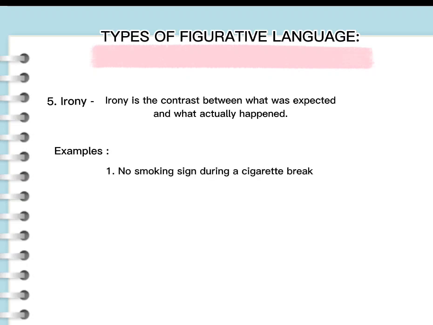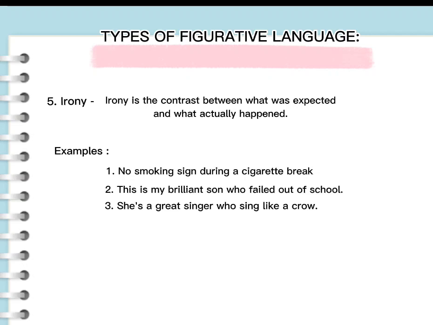No smoking sign during a cigarette break. This is my brilliant son who failed out of school. She's a great singer who sings like a crow. Our last example is this, the blind leading the blind. So that's for the irony. Other type is personification.